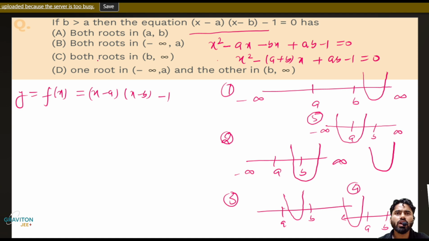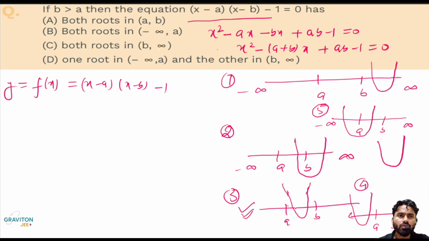So look at this question, right? Here you have to check whether both roots lie between a and b. So if both roots lie between a and b, this condition should hold. Okay, so for this condition, if this type of graph is formed, then if we calculate the value at a, and this is the x-axis, the value at a should be positive and at b also the value should be positive.